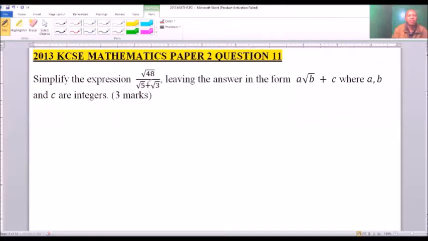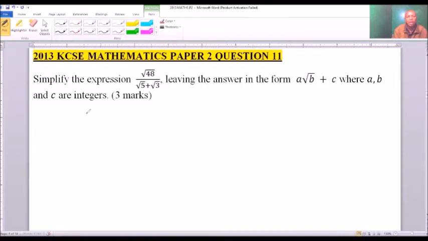This is 2013 paper 2, question number 11. We are told to simplify the expression root 48 divided by root 5 plus root 3, leaving the answer in the form A root B plus C, where A, B, and C are integers, and you get 3 marks.